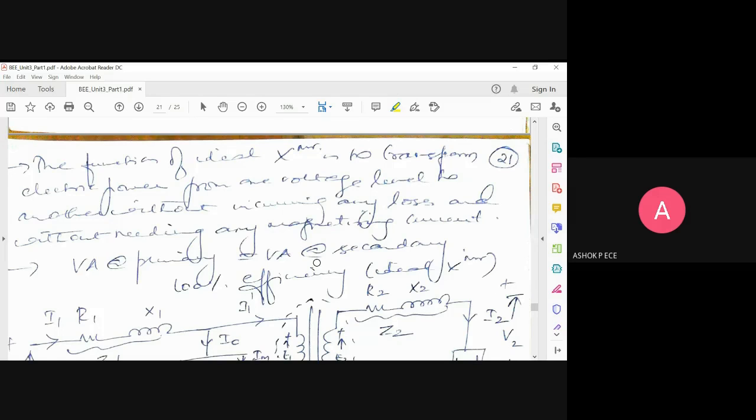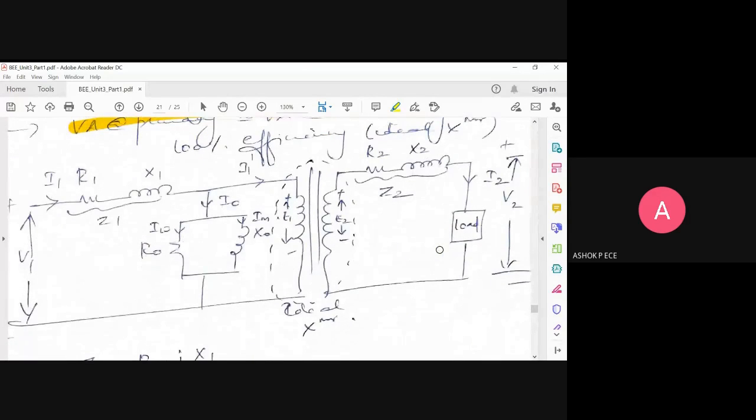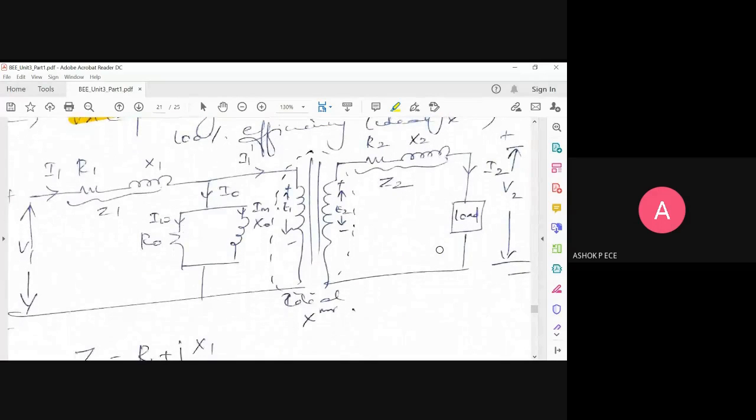So in a transformer, on one side, you cannot have both high voltage and high current operating simultaneously because of this condition: VA at primary equals VA at secondary. This is the law of conservation of energy. Ideal transformers will have 100% efficiency. Practical transformers will have relatively less than that. You will have 97, 98% efficiency, as I told. That is okay, manageable to some extent, given the huge amount of leakage flux and other things. Okay.